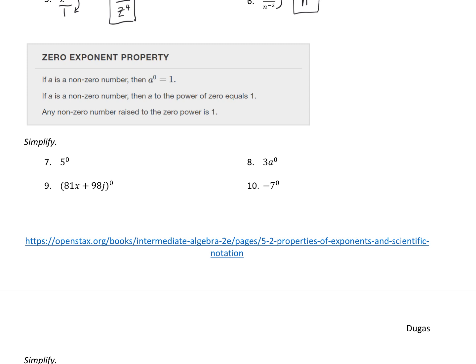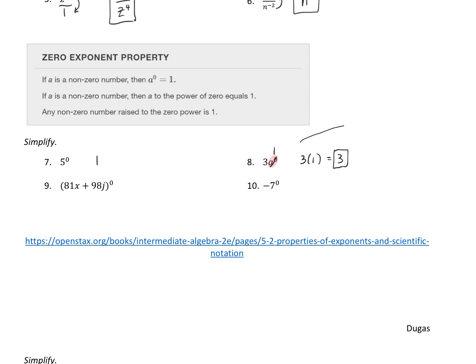So let's try to simplify these using that information. Number 7. Hopefully you see that the answer is 1. 5 to the 0 is 1. Number 8. This one is tricky. If you think this is 1, you made a mistake. The only thing raised to the 0 power here is the a, not the 3, because it's not in parentheses. So this means a to the 0 is 1. So this means you have 3 times 1, which is 3. So the answer to number 8 is 3.